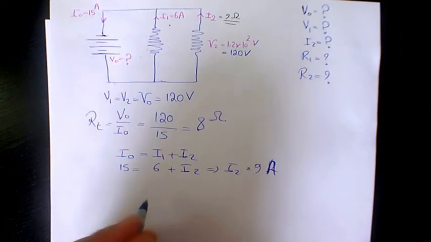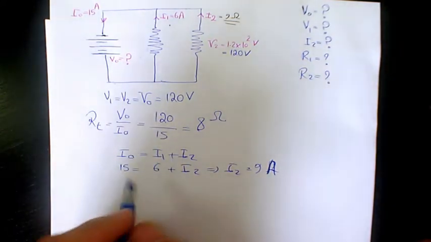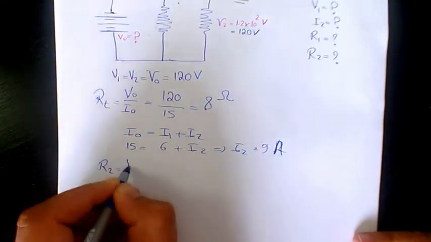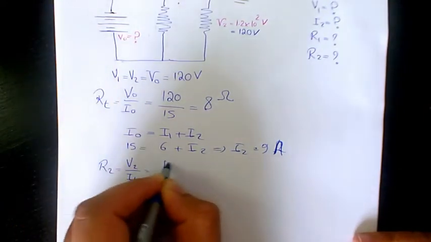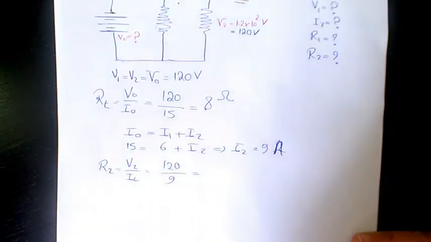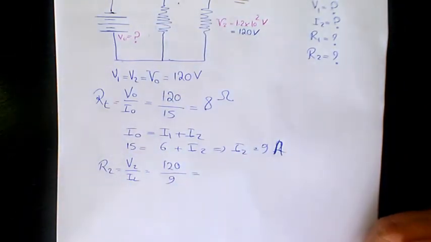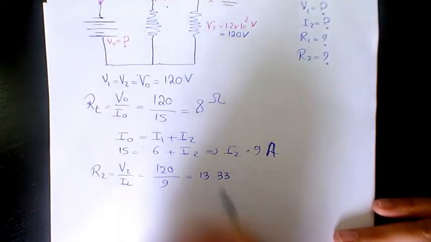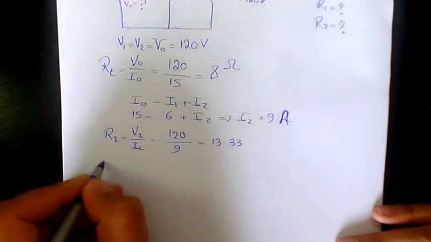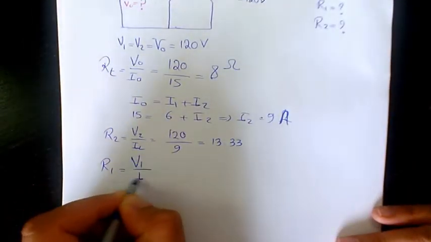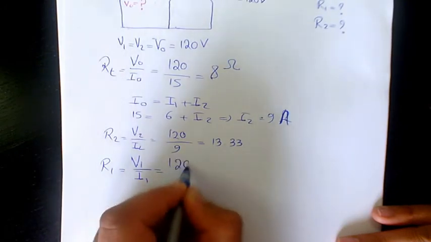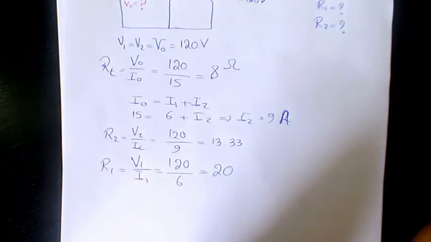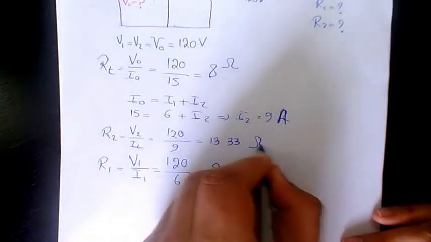After that, we need to find out R1 and R2. R2 is going to be V2 divided by I2, which is 120 divided by 9. That's going to give me 13.33. And on the other hand, we have R1, which is going to be V1 divided by I1. In that case, it is going to be 120 divided by 6, which is going to be 20 ohm.